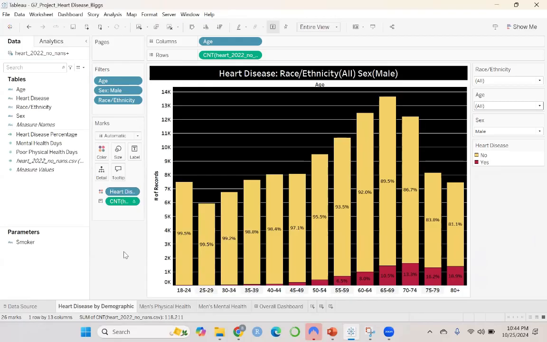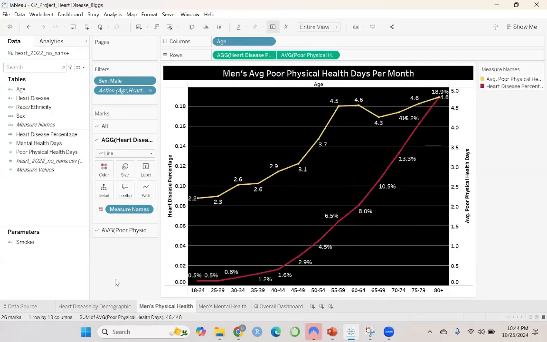Now, let's go over to our next slide. So people were asked how many days per month do they experience a poor physical health day? And this could be an injury, could be sickness, etc.